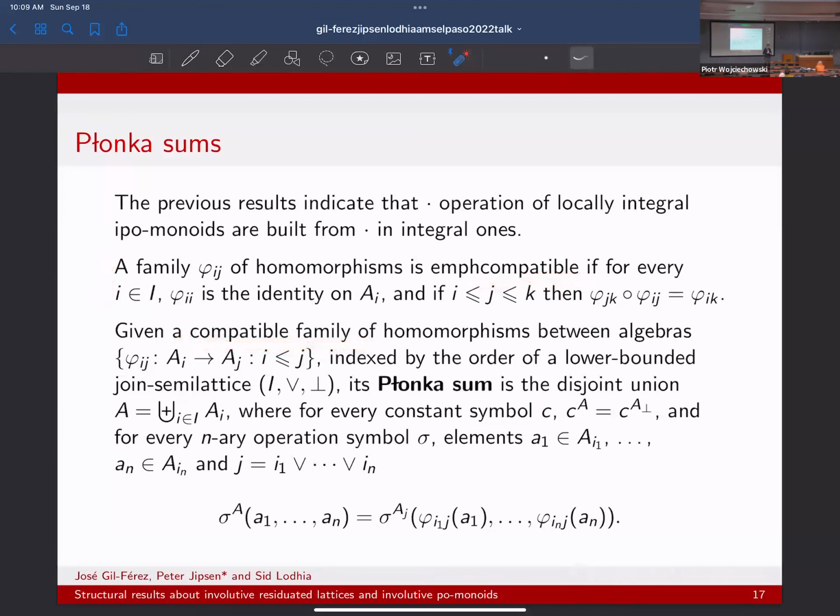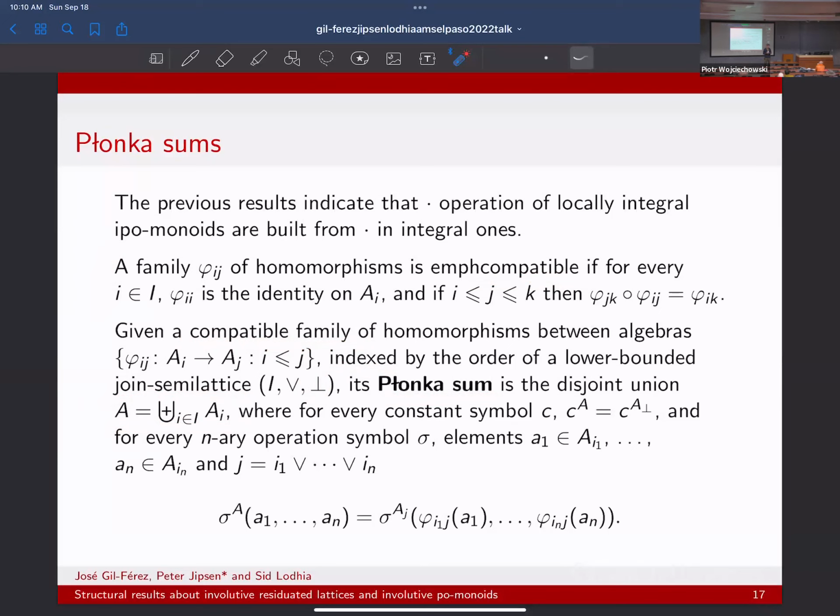And if you have a compatible family of homomorphisms between algebras, and they are indexed by a join semilattice, which has to have a bottom element called bottom here, then you can construct the Plonka sum as the disjoint union of your components. And now we have to define the operations on this. This can be done in general for any signature. We only need it for the monoid operation.